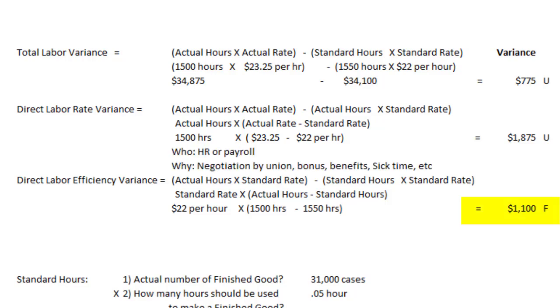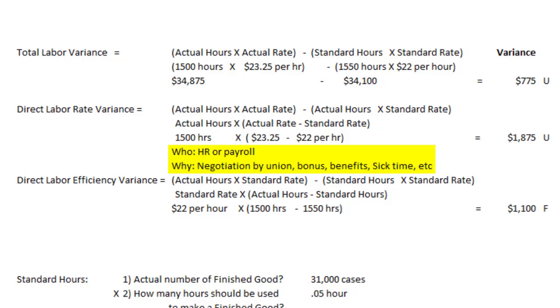So what we need to do is figure out the story behind these variances. That's really the benefit management gets from the variances. Knowing the numbers doesn't help them at all. They need to find out why. Who would we go to discuss the variance for the labor rate? Well, probably HR or payroll.